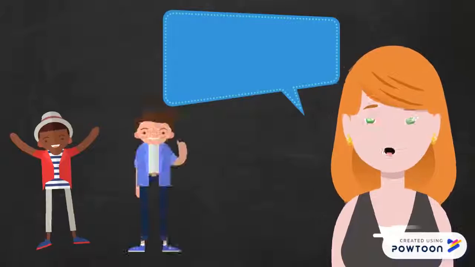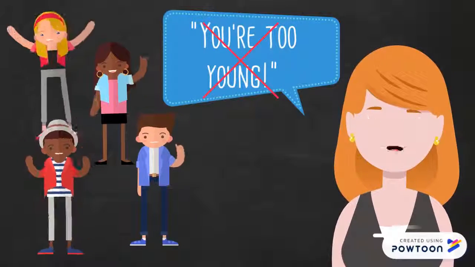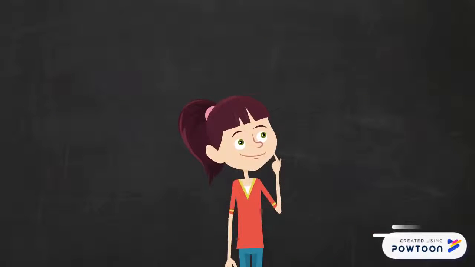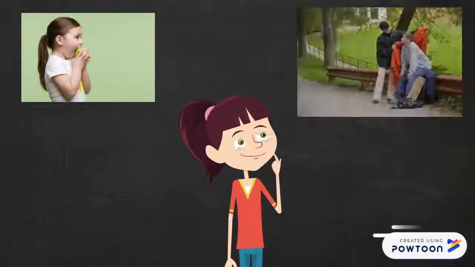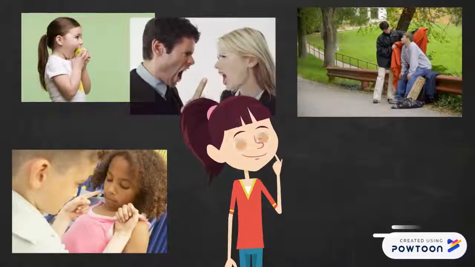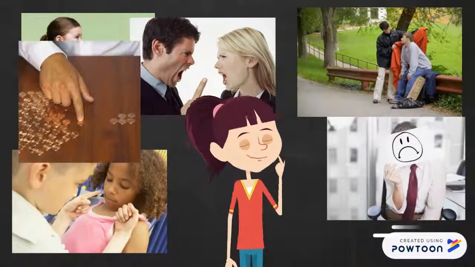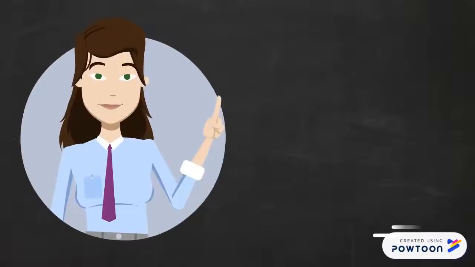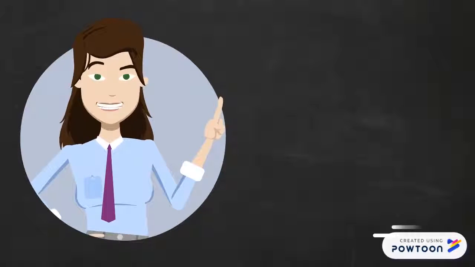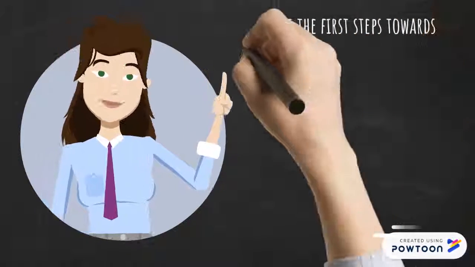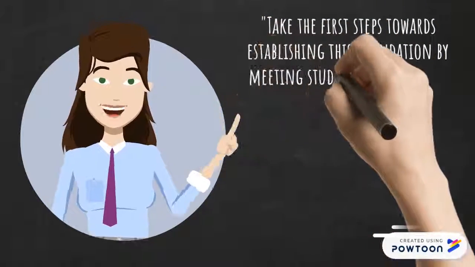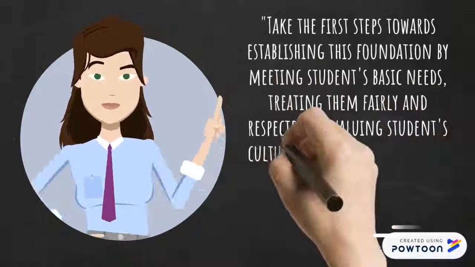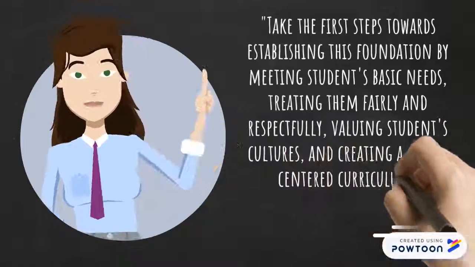We also shouldn't be assuming that our students are too young to understand social issues, because to my realization, young students should and can be introduced to topics such as hunger, homelessness, racism, sexism, labor issues, poverty, stereotyping, unemployment, and homophobia. To end, we as educators need to, quote, take the first steps towards establishing this foundation by meeting students' basic needs, treating them fairly and respectfully, valuing students' cultures, and creating a child-centered curriculum, end quote.